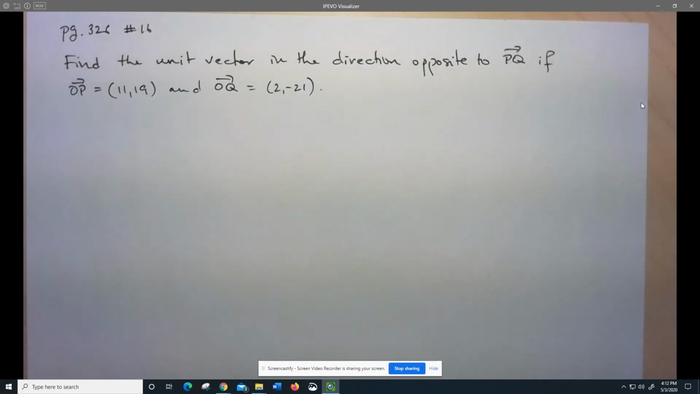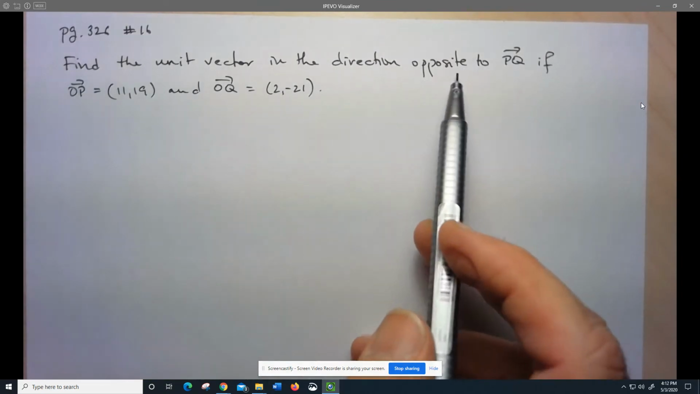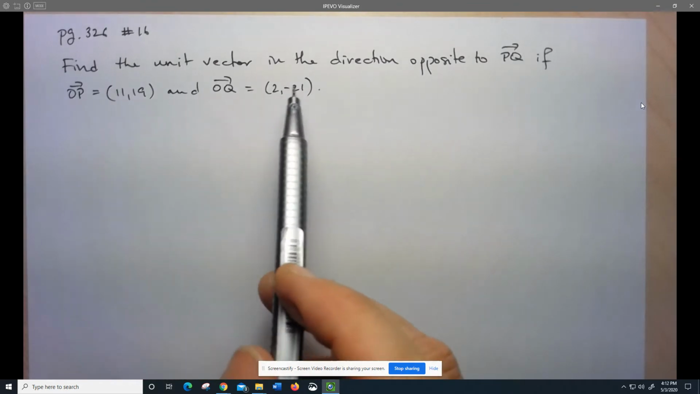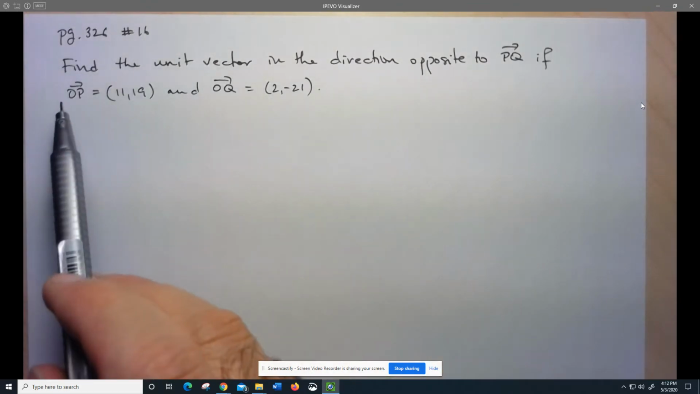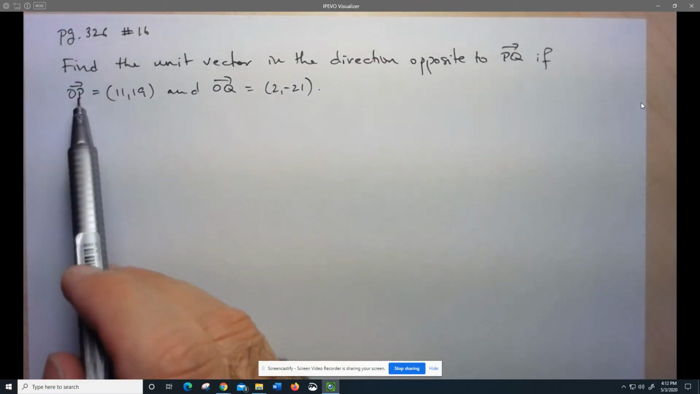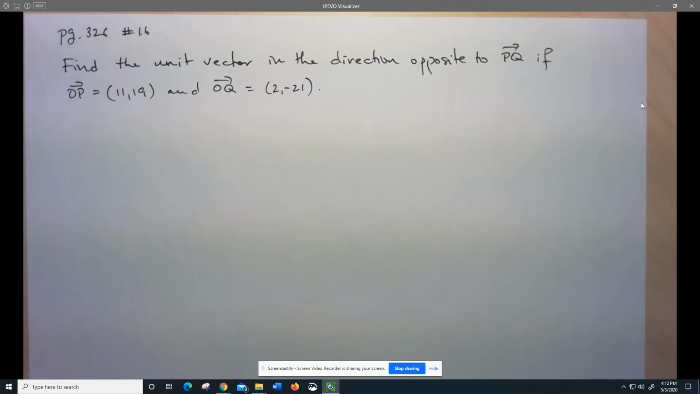Hi folks, we're going to take a look at page 326, number 16. Here they're asking us to find the unit vector that's in the direction opposite to the vector PQ if OP and OQ are equal to these vectors here. Remember, this just means the vector that goes from the origin to the point P, which in this case would be (11, 19), and here (2, -21) for Q.